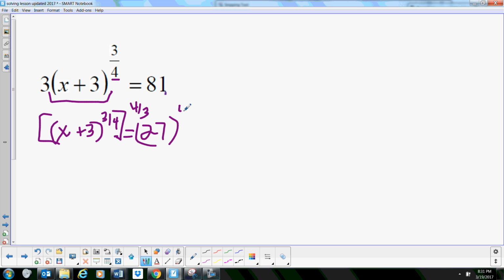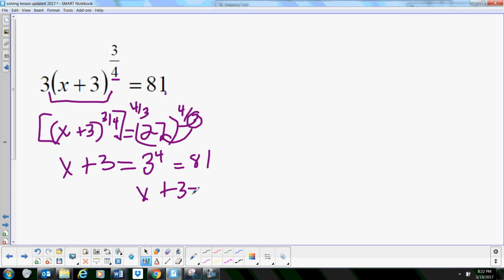And let's see what that gives us. That gives us on the left side x plus 3. And on the right side, we're going to take the cube root of 27, and we're going to take that cube root and raise it to the 4th power, which is 81. So if x plus 3 is equal to 81, that means x must be equal to 78.